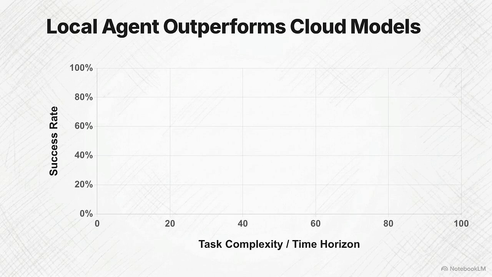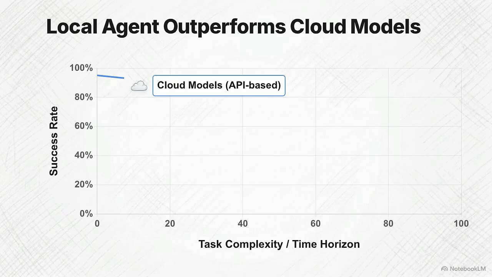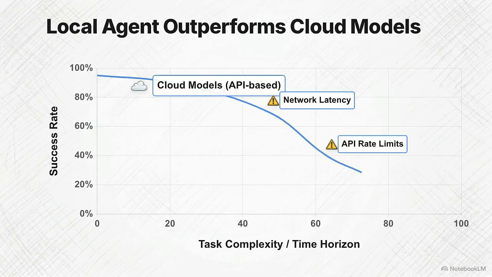For cloud-based API models, the success rate degrades sharply as the task complexity extends. This drop occurs because cloud architecture introduces friction. Network latency slows down every response. API rate limits throttle continuous execution. And as a long chat extends, the model's context window saturates, leading to hallucinations.